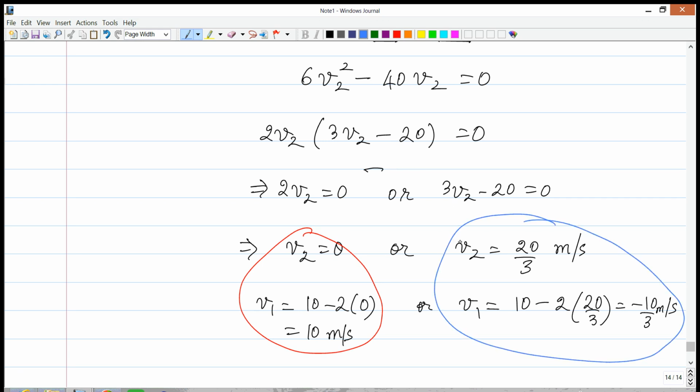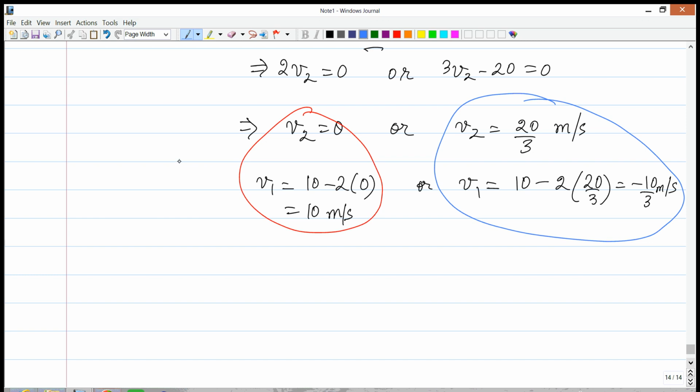So let's look at the first solution. The first solution tells us that after the collision, v1 continues to move at 10 meters per second and v2 continues to remain at rest. So basically this is telling us that there was no collision, which is a physically valid solution. It is a valid solution because if there was no collision, then of course the objects will continue to do what they were doing. Although this is physically correct, it's not what we are interested in.